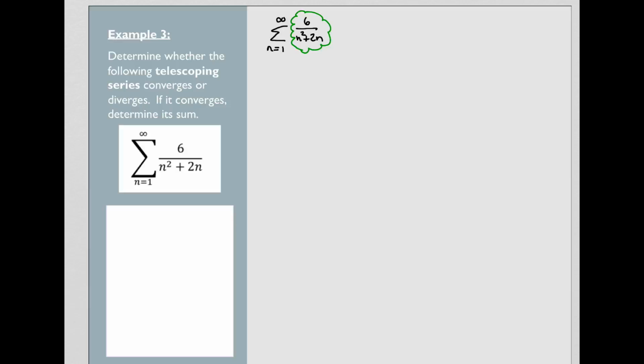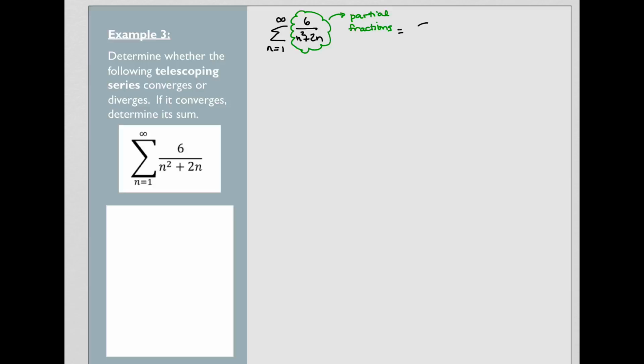This is where the idea of partial fractions is going to come in. Why do I think that? Because if I was going to try and integrate this function 6 over n squared plus 2n, what would be the first thing I did? Well, I would factor the denominator and look at setting it up into partial fractions. So let's go ahead and rewrite this using partial fractions.